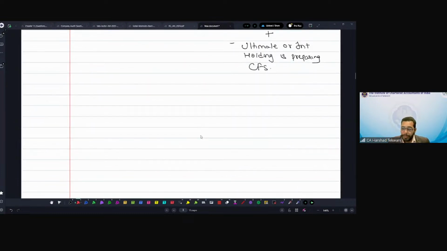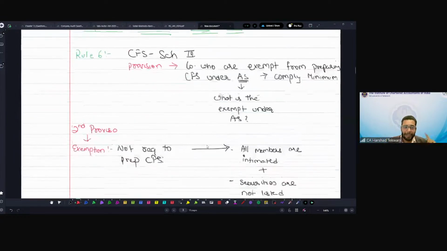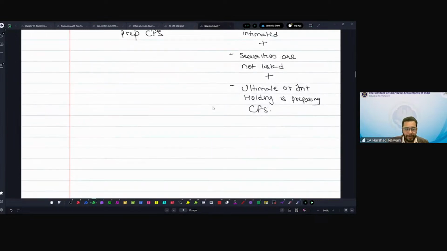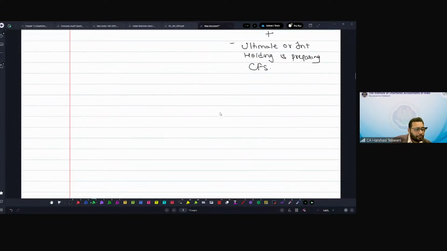Okay, so now we understood the second provision. Now it's time to understand the exemption under Ind AS, and that is basically we will refer to Ind AS 110, the second exemption that I was talking about. Now, what does Ind AS 110 say? Ind AS 110 basically talks about consolidation of financial statements, consolidated financial statement.